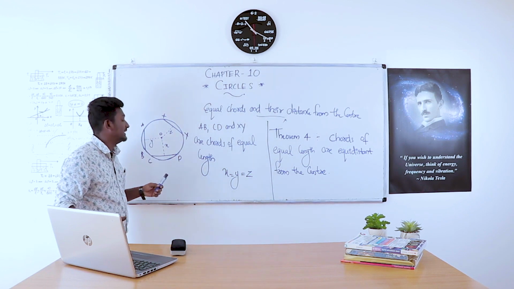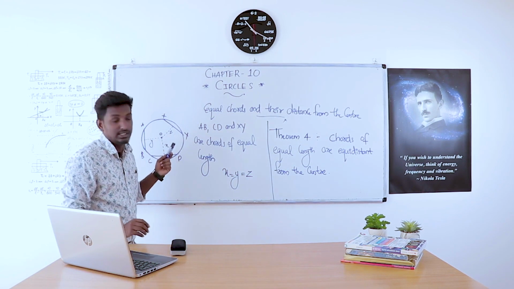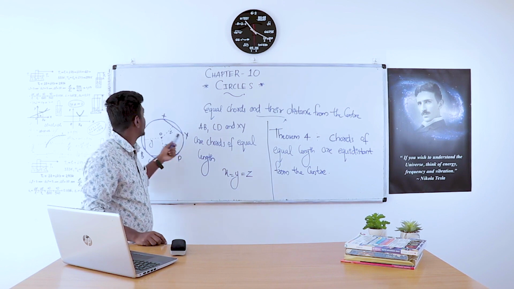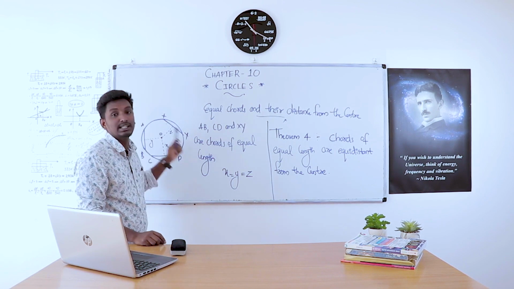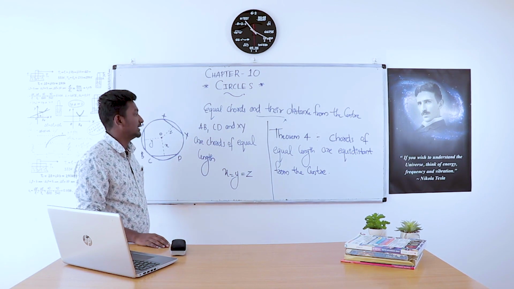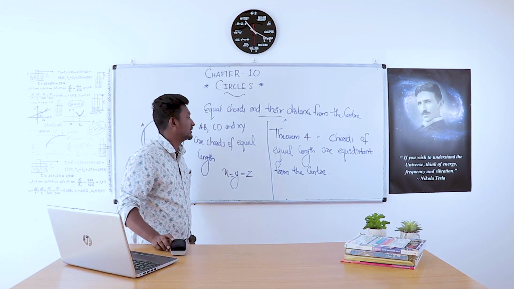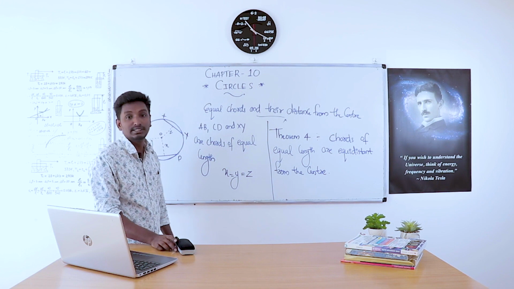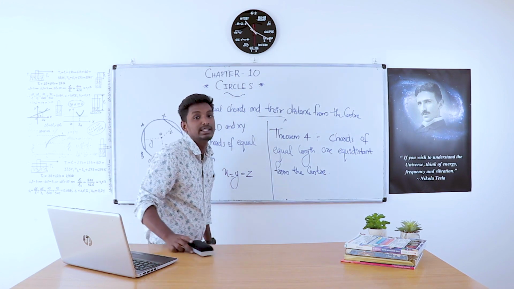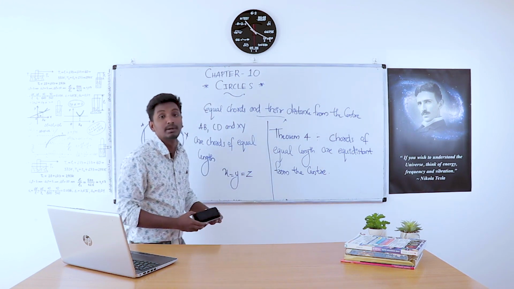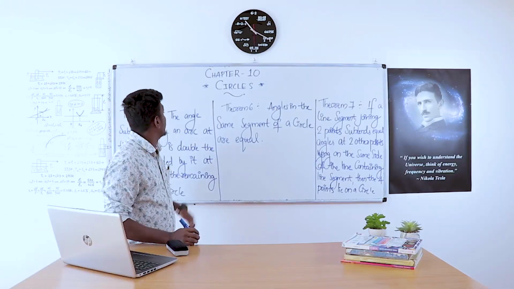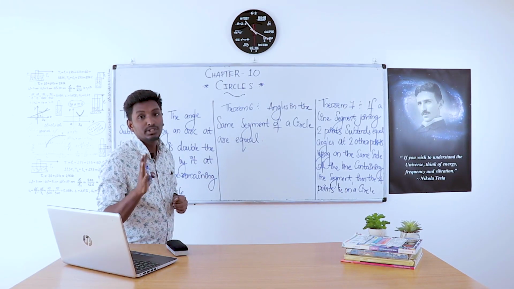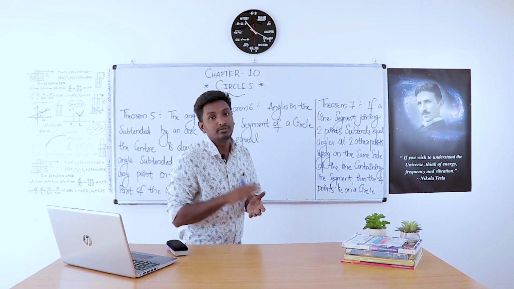Here AB, CD and XY are chords of equal length. Therefore, the distances of these chords from the center are also equal. This is theorem number 4: chords of equal length are equidistant from the center. We completed four theorems in this chapter, 1, 2, 3 and 4.